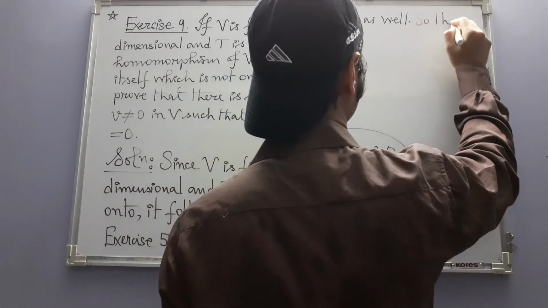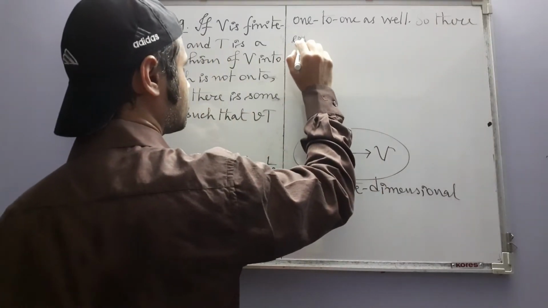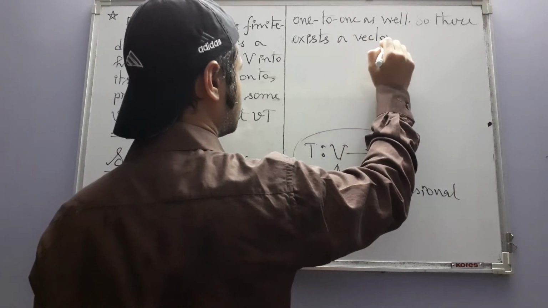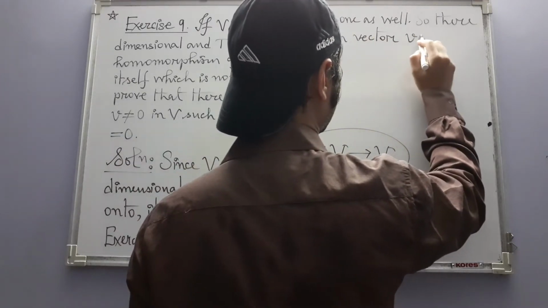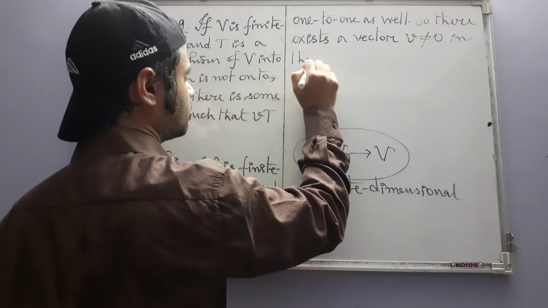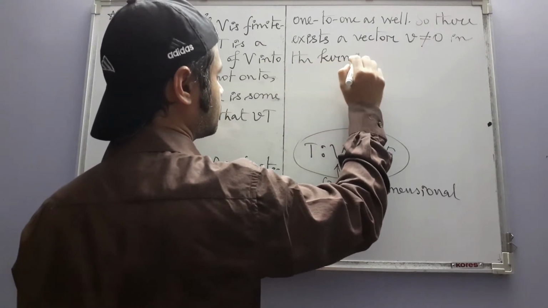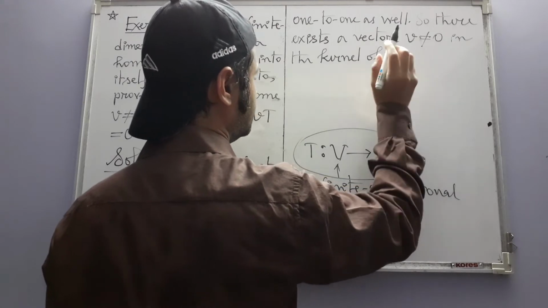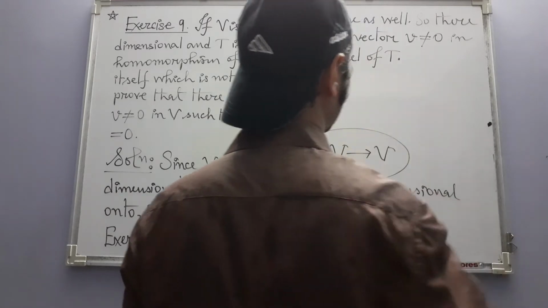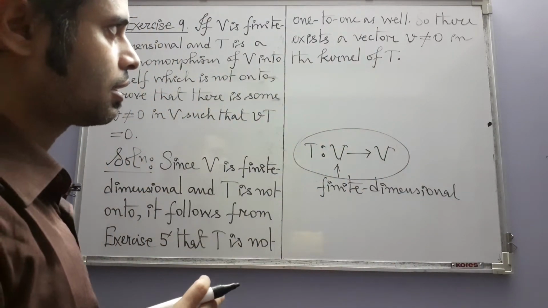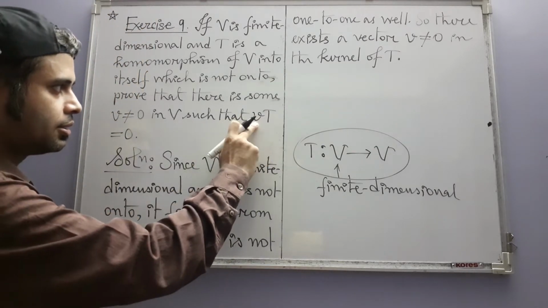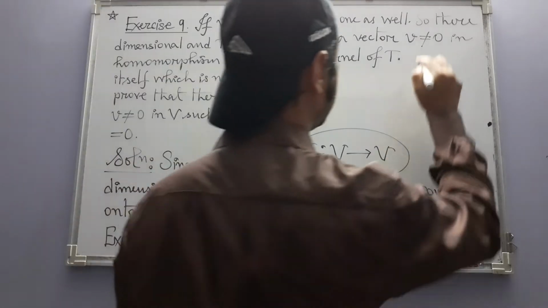So there exists a vector v not equal to 0 in the kernel of T. Now, the fact that this vector v is coming from the kernel of T just tells us that if you evaluate T at v, you are going to get the 0 vector.